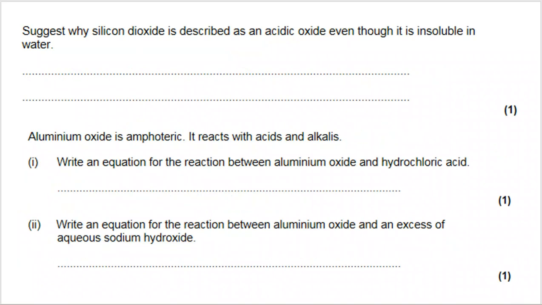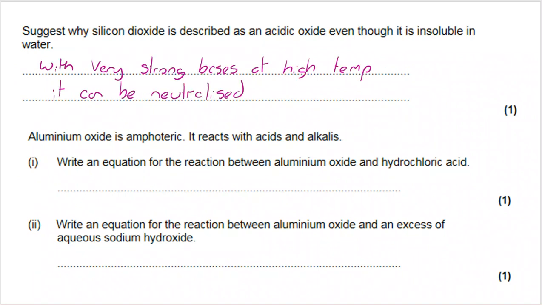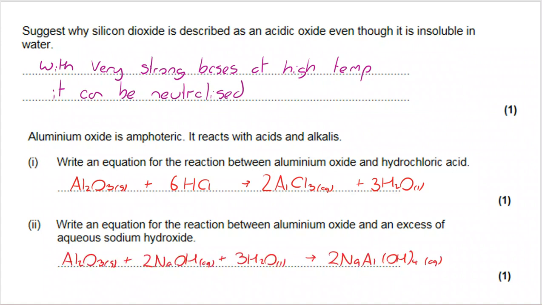Couple more questions just to finish off. Why would silicon dioxide be described as an acidic oxide even though it's insoluble in water? Well, it's because very strong bases at high temperature can neutralize it. Aluminium oxide is amphoteric. What would the equation be between aluminium oxide and hydrochloric acid? This is straight from the notes and straight from earlier in the video. We've got the equation here. And if we added sodium hydroxide, this is an example of you needing to remember that equation that I spoke about. Making the sodium aluminate that we see here, being able to balance it, remembering the state symbols.